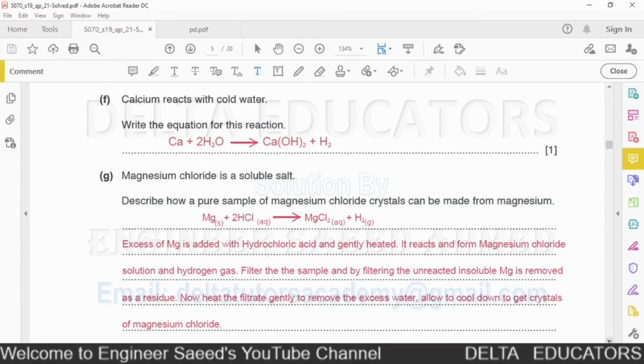Part G. Magnesium chloride is a soluble salt. Describe how a pure sample of magnesium chloride crystals can be made from magnesium.